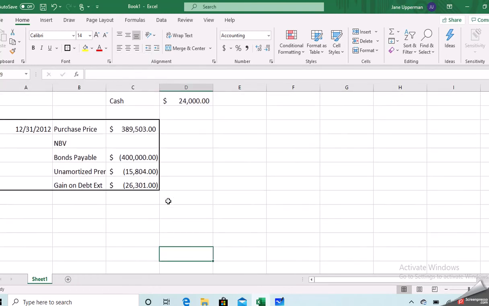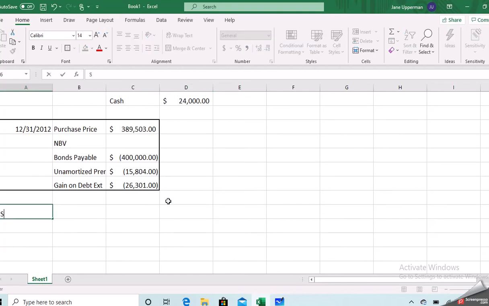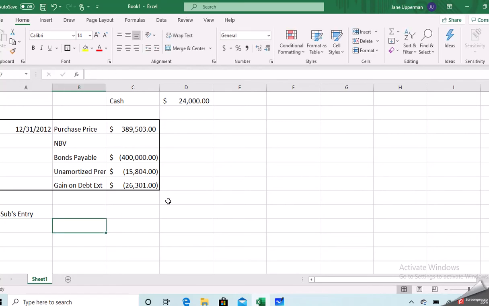Okay, so then if I go down now and say, okay, now my sub's entry. So the sub entry, again, they paid the $389,500, so they would have a bond investment.